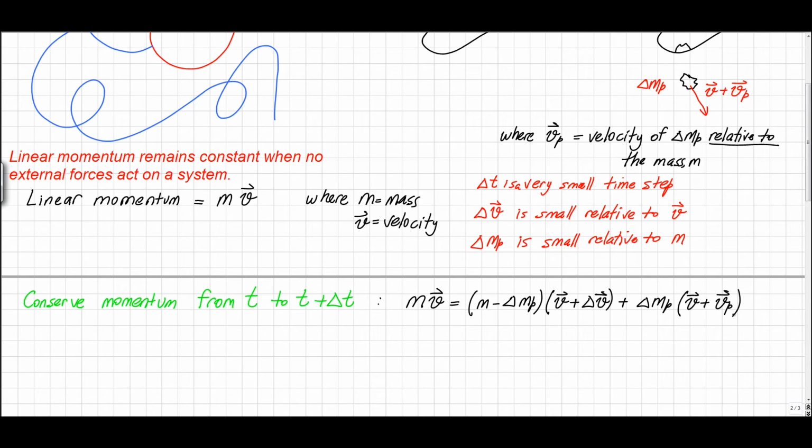So let's just expand that out a little bit. Our left hand side stays as mv. The right hand side we're going to get an mv, we're going to get a m delta v, minus a delta mp v, minus a delta mp delta v, plus a delta mp v and a delta mp vp.